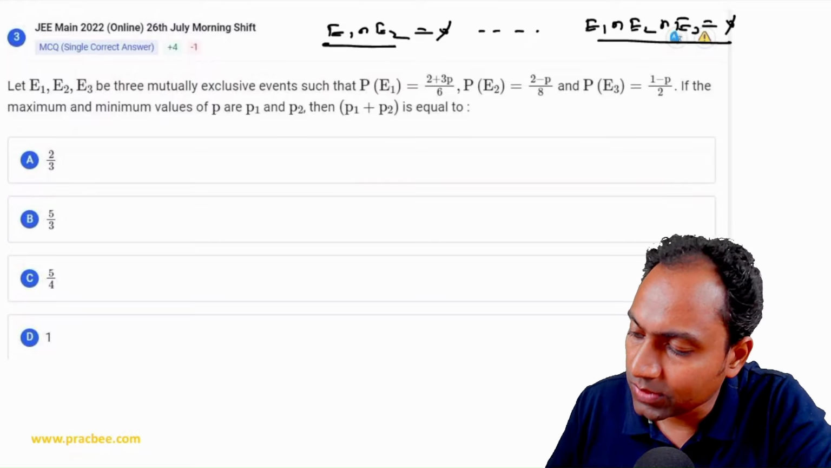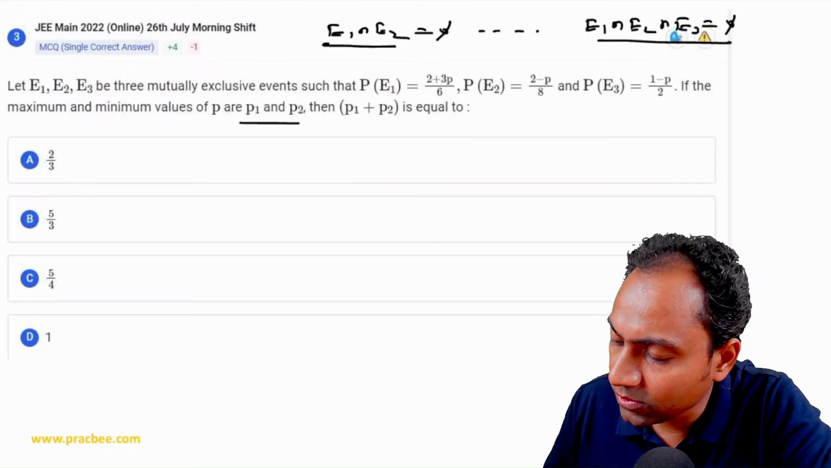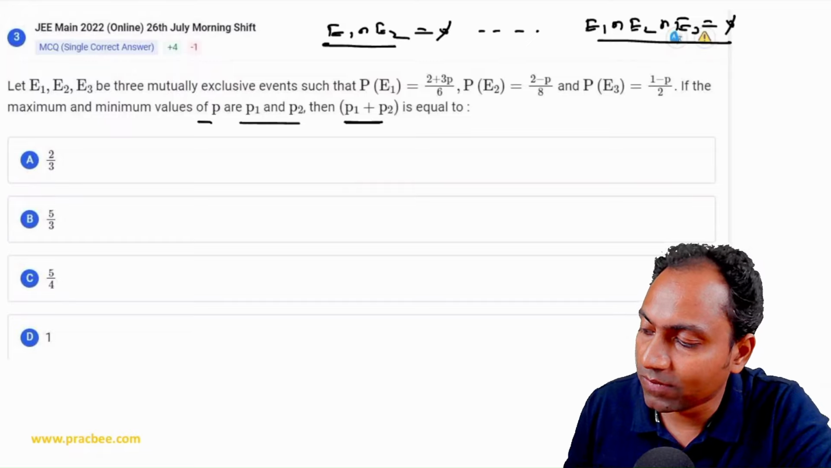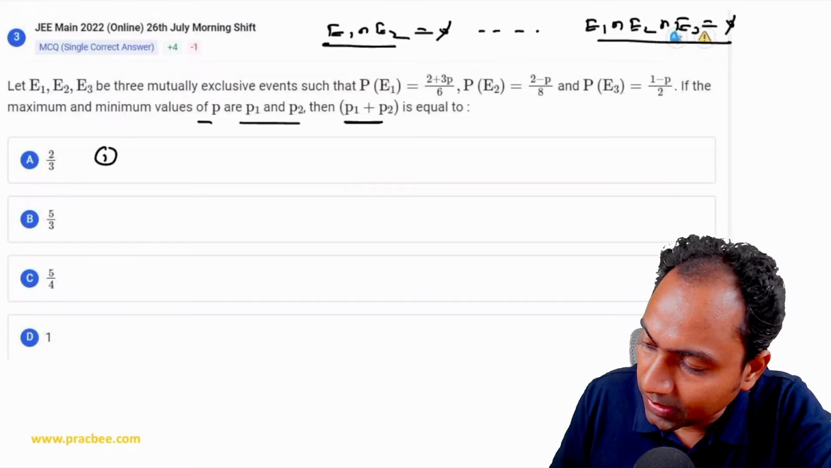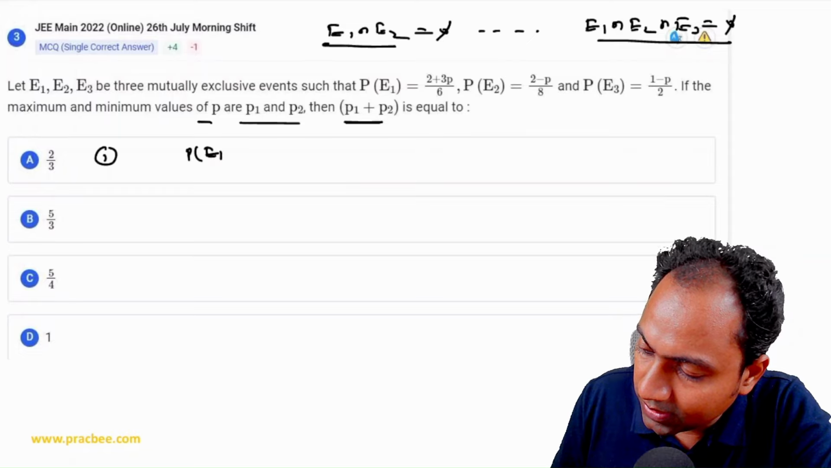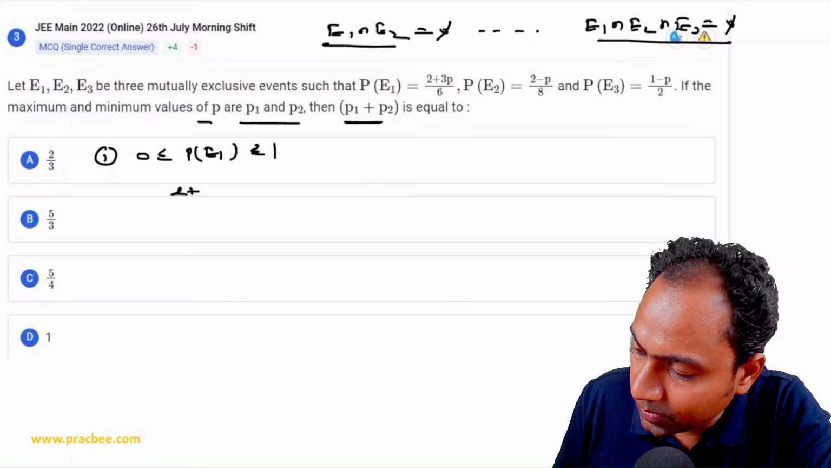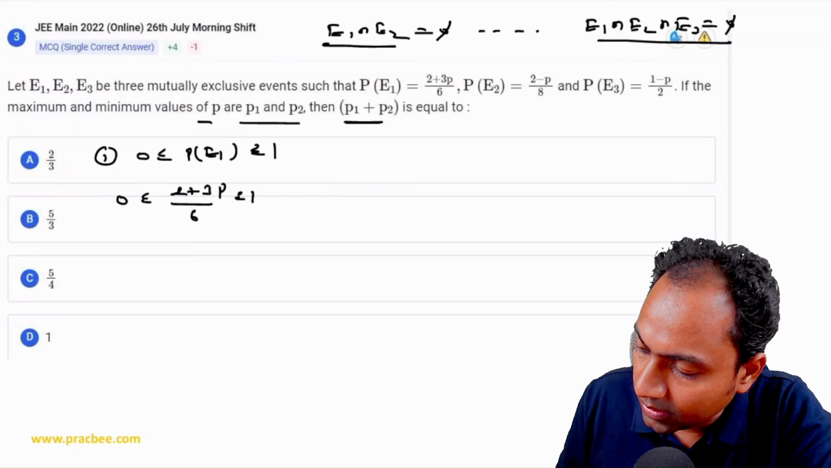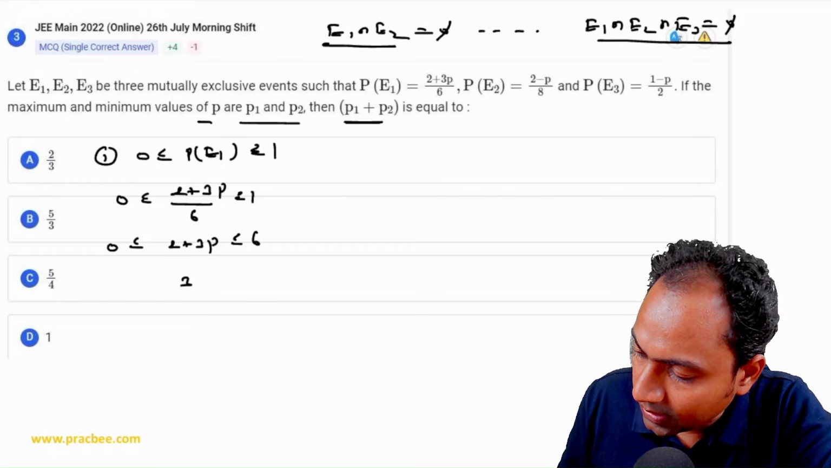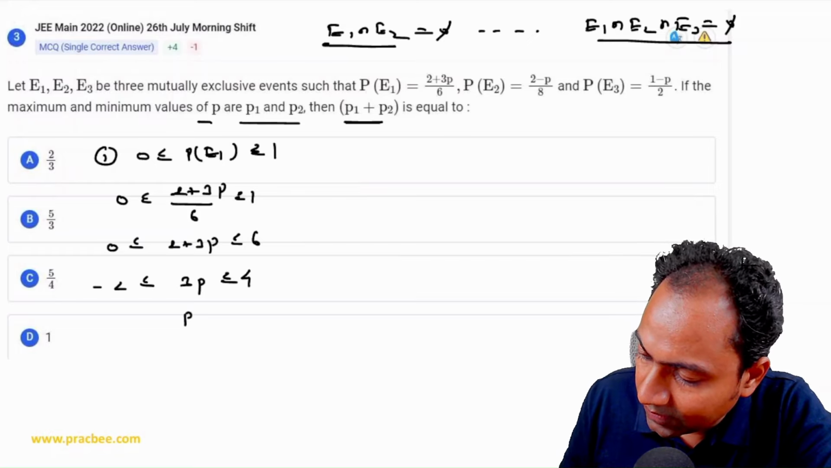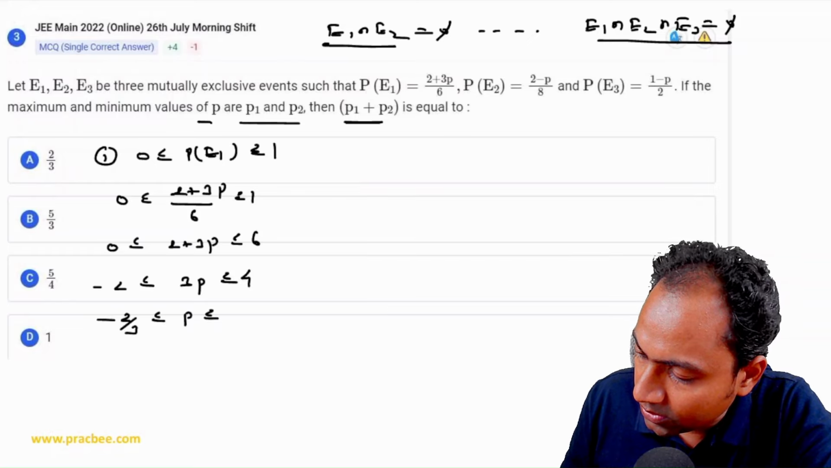So what they are asking is, what can be the minimum and maximum value of P, and basically what is the sum of those values. Now let us look into this question. The first condition will come when P of E1 lies between 0 and 1. So if I do this, I get 2 plus 3P by 6 lying between 0 and 1. So 2 plus 3P will lie between 0 and 6, 3P will lie between minus 2 and 4, and as a result, P will lie between minus 2 by 3 and 4 by 3.